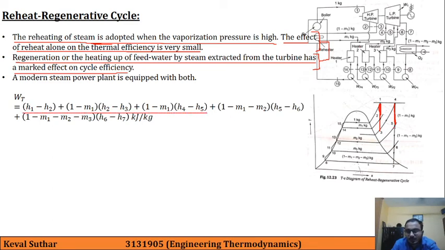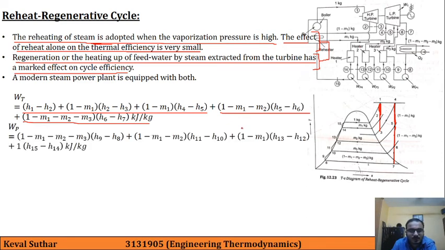Then we have (1 − m1 − m2) kg which is being expanded in H5 − H6. And then we have this portion, the last stage of the LP turbine, (1 − m1 − m2 − m3) into (H6 − H7). Then the pumping that is done over here, you can go through by yourself.